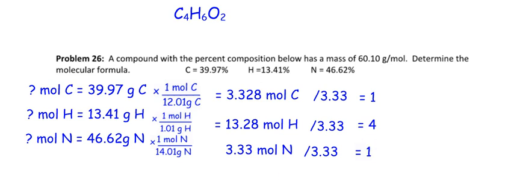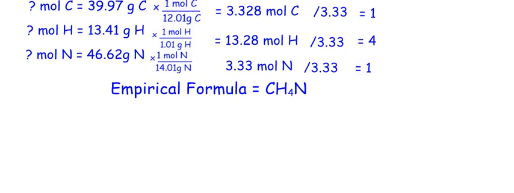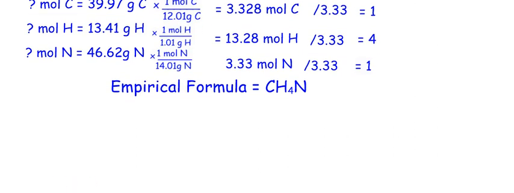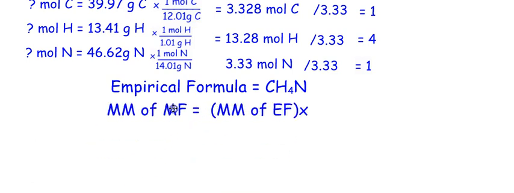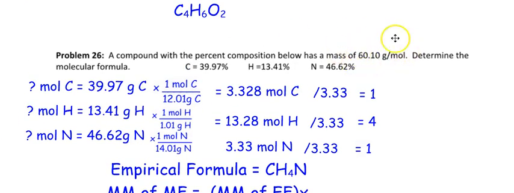Okay, so what's my empirical formula? C1, H4, and N1. Okay. I'm not done yet. I need a molecular formula. All right, so what am I going to do here? What is that equation I taught you? The molar mass of the molecular formula is equal to the molar mass of the empirical formula times some number x. Well, I gave this to you, didn't I? Here, scroll back up. That is the whole molar mass, isn't it?